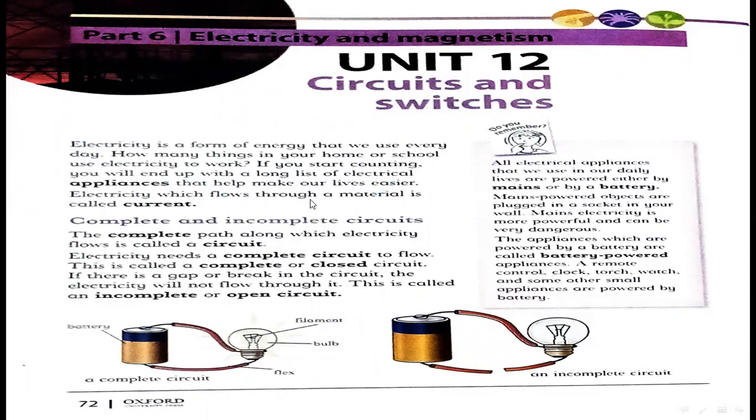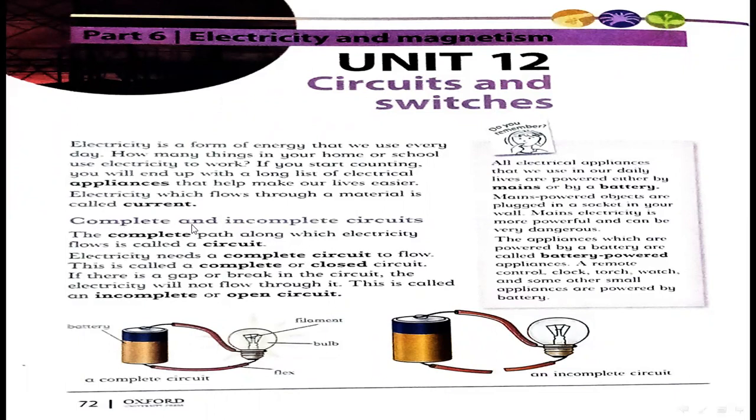Electricity which flows through a material is called current. When electric charges move in a wire, we say that is an electric current flowing in a wire. Electric current flows like water in a wire. It is the constant flow of electrons when a wire is connected to electricity or a battery.